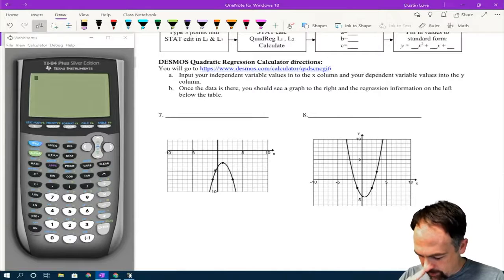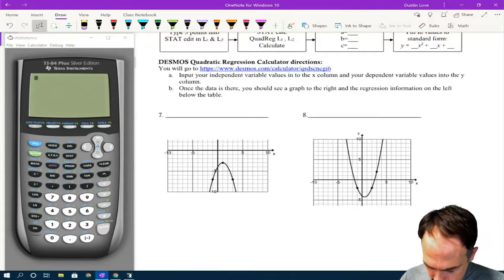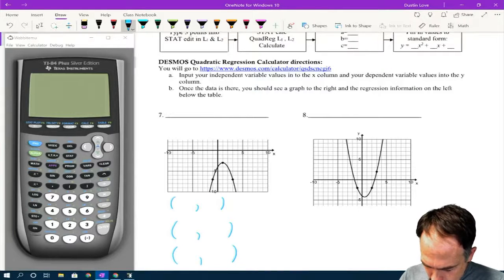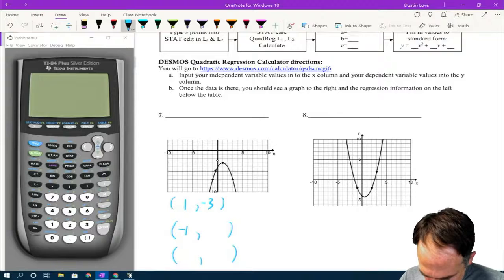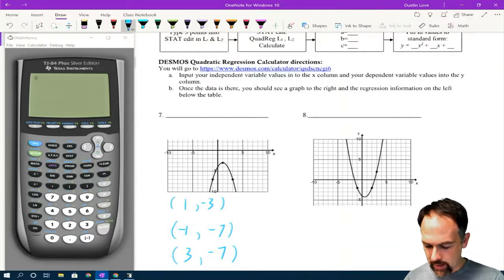So here's what we're going to do. Let's find the coordinates of 3 of our points. There are 3 points here. The first one, the vertex, is at (1, -3). Then we're also at (-1, -7). And then this point over here is at (3, -7). Okay.